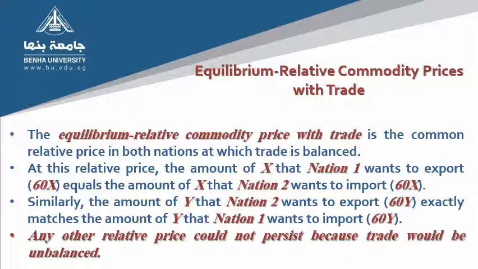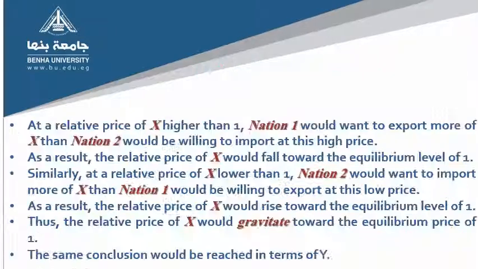Let's take examples. At a relative price of X higher than 1, nation 1 would want to export more of X than nation 2 would be willing to import at this high price. As a result, the relative price of X would fall towards the equilibrium level of 1.